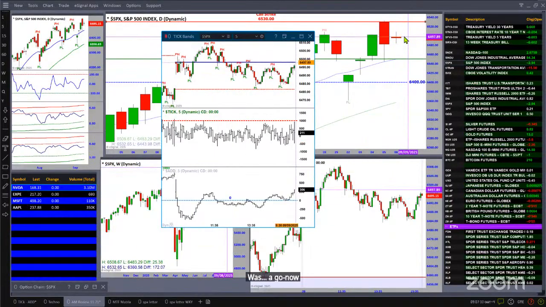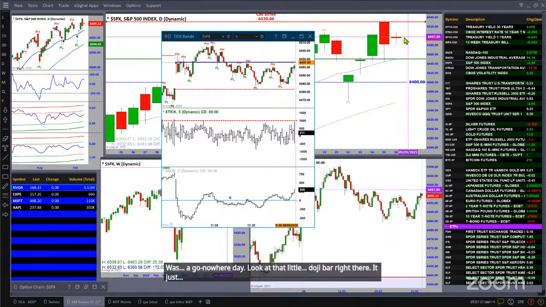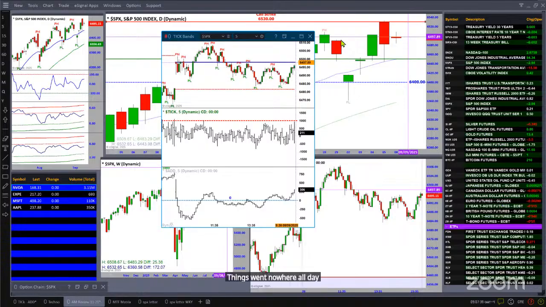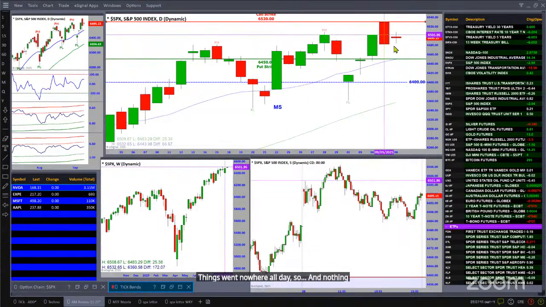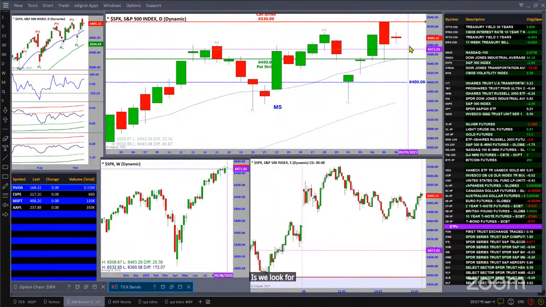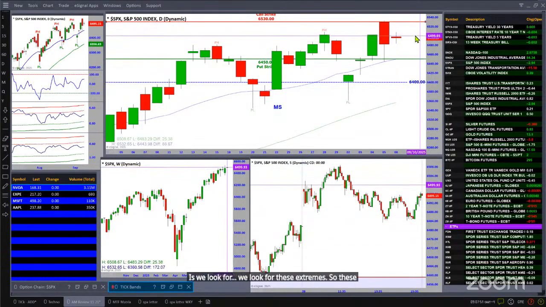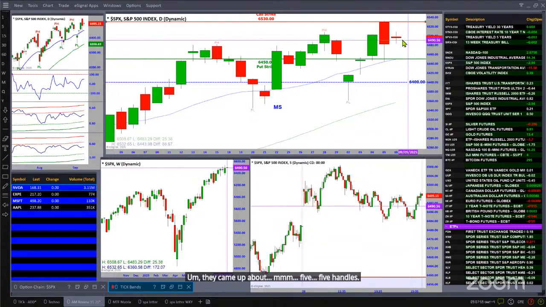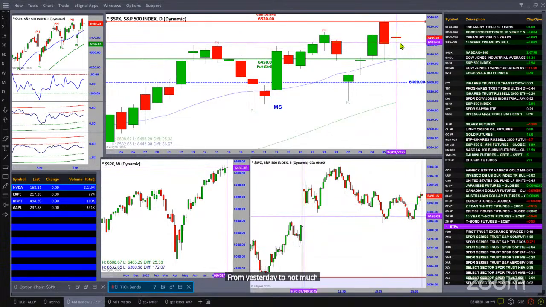Look at that little doji bar right there. Things went nowhere all day. And nothing got touched as far as credit spreads, but it didn't make some kind of a move either. What we look for is these extremes. So these are today's numbers. They came up about five handles from yesterday. So not much of a move.